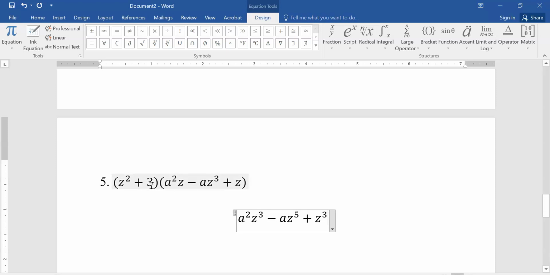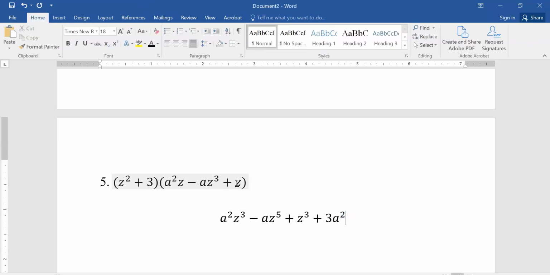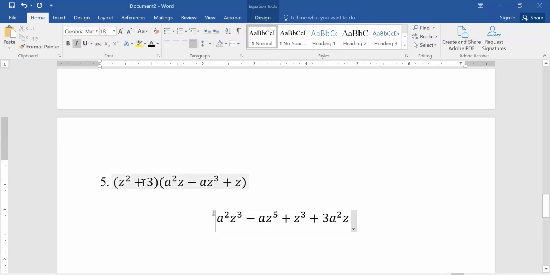Then we're going to multiply 3 times all 3 terms on the right polynomial. So you end up with plus 3a squared z. Oops. 3 gets multiplied by a minus a z to the third. So you go minus 3a z to the third power. And then 3 is going to get multiplied times the z. So plus 3z.